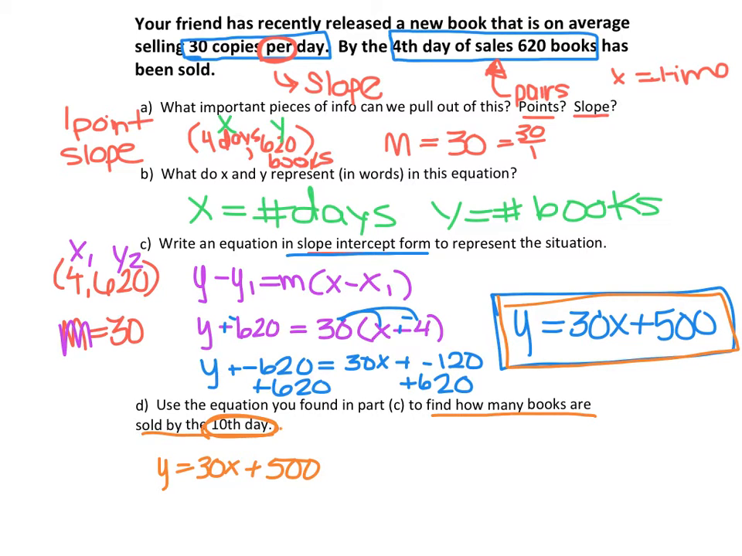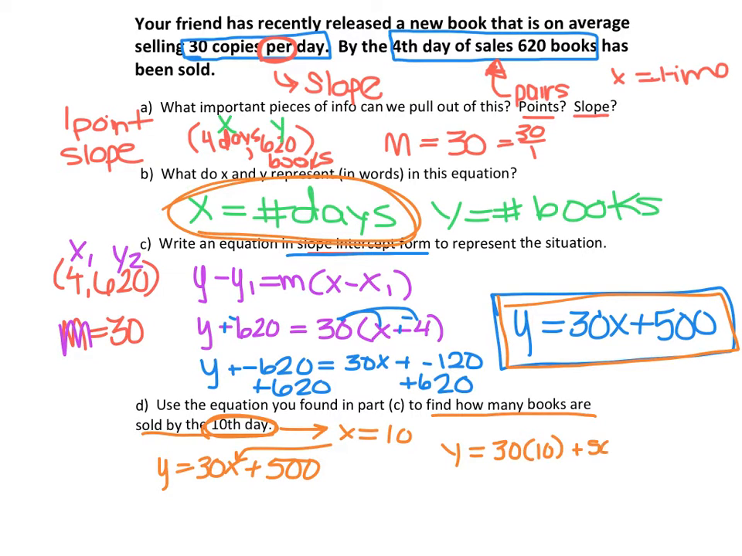Well, what I'm seeing is I know 10th day, and if I look back up above, x represents my number of days. So what I can do is take x and set it equal to 10. So here I have y is equal to 30 times 10, then plus 500. So 30 times 10, that's 300. So what this problem tells me is that by the 10th day, I will sell 800 books.